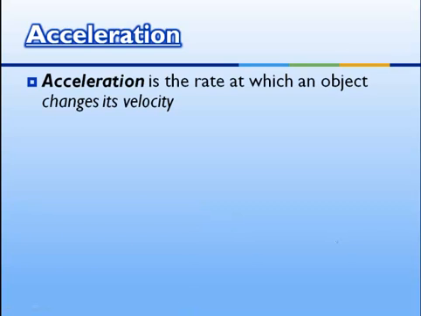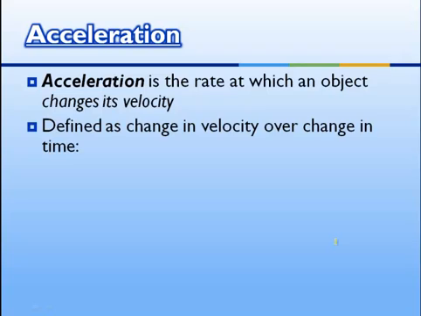Last time we talked about velocity. Today the topic is acceleration. Acceleration is simply the rate at which an object changes its velocity. Therefore, its definition is a change in velocity divided by a change in time, which brings us to our next major formula.